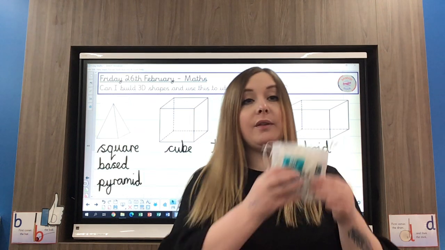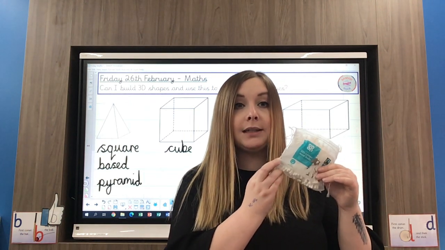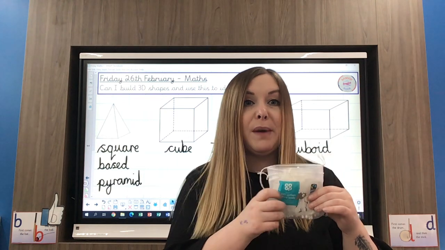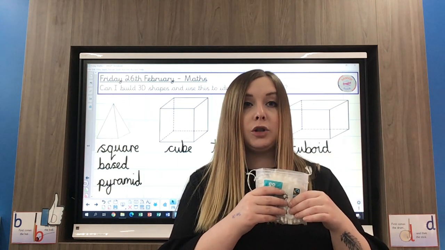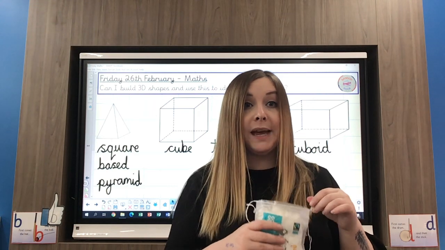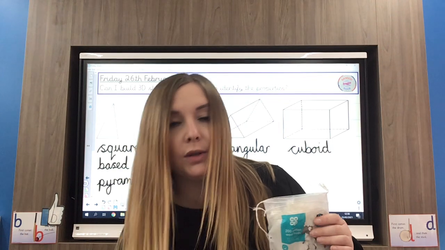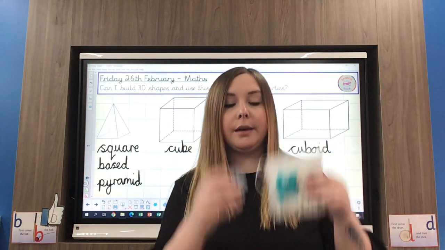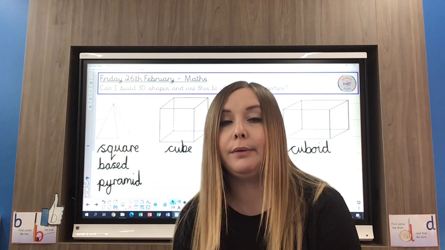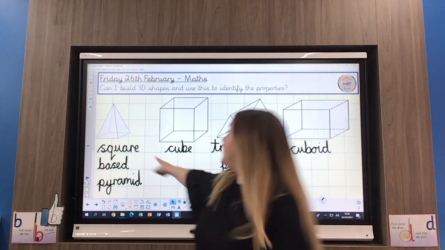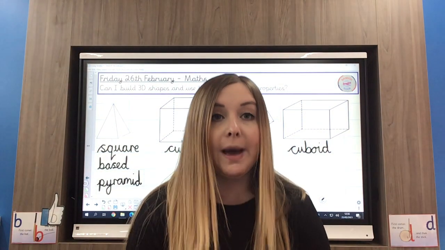And you might not have earbuds, but you might have some cocktail sticks, or you might have some spaghetti, some hard pasta before it's cooked. You could even use pens and pencils to create them, but I'm going to use cotton buds and blue tack. I'm going to have a go at creating my first shape. And I'm going to have a go at this one here, so a square-based pyramid.